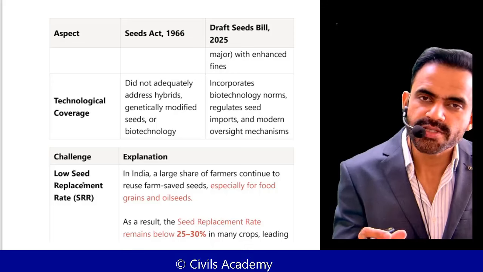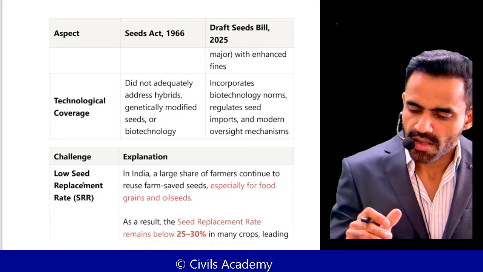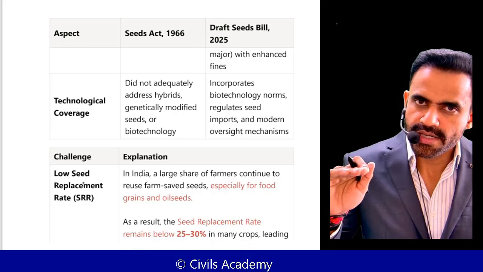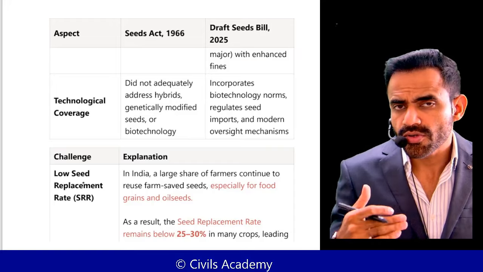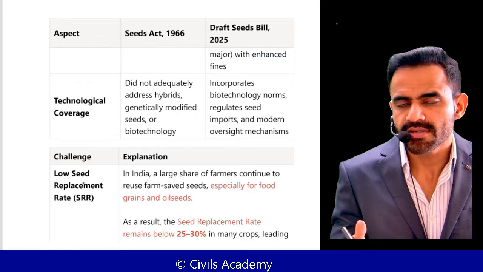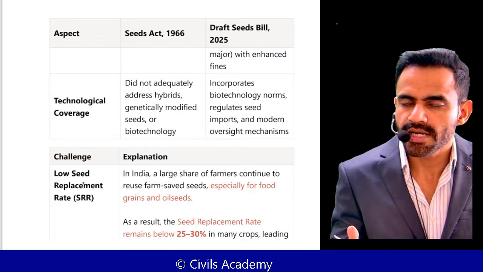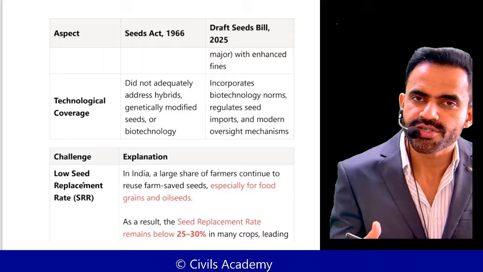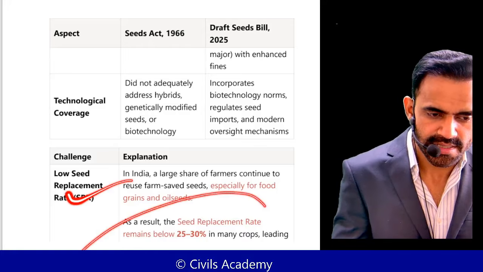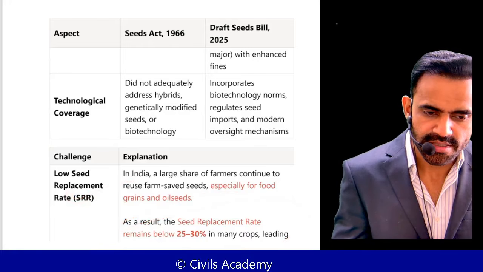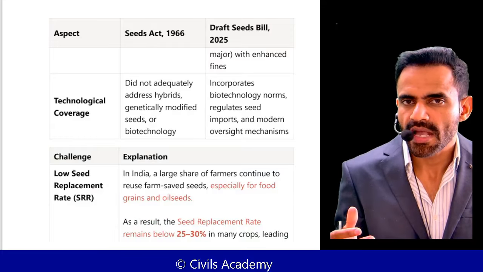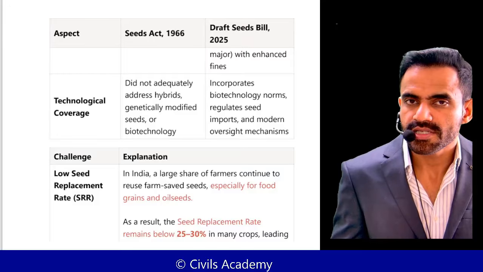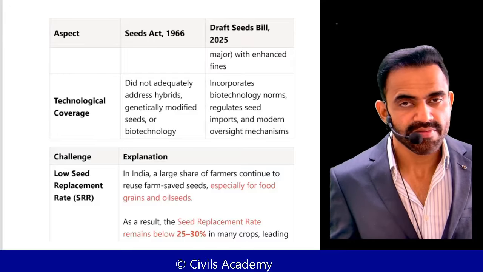So the seed replacement rate is the ratio of use of certified seeds to traditional seeds. If we use more and more certified seeds, the ratio will be higher. But in our country, it is quite low because we use more traditional seeds. That is the meaning. In certain cases, it is below 25 to 30%. That means only 25 to 30% of farmers use these kinds of certified seeds, and that's why the productivity is low.